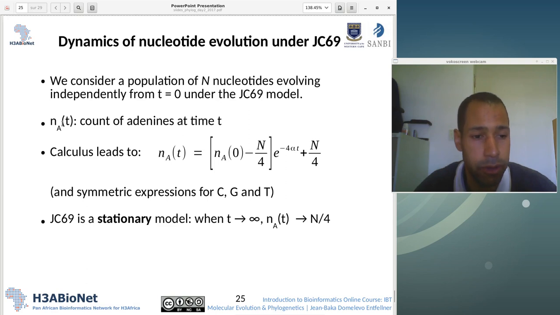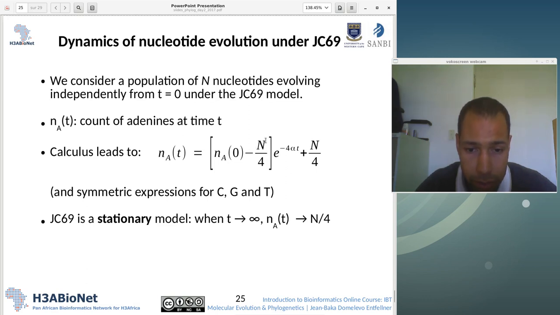So at any moment in time, NA of t plus NC of t plus NG of t plus NT of t is equal to uppercase N. Okay, this is our total count of nucleotides. With some calculus, we have this relation. This is the number of adenines at time t, and this was the number of adenines at time 0. Okay, the initial condition, the initial setup. Out of this uppercase N nucleotides at time 0, we had this amount, that's an integer, a number, of adenines in our mix.